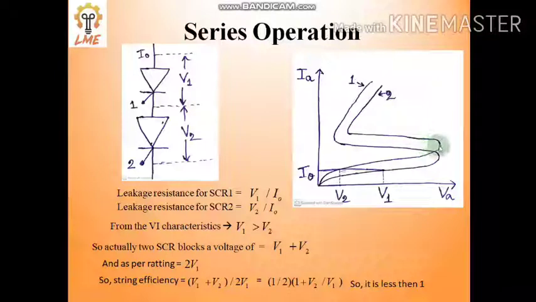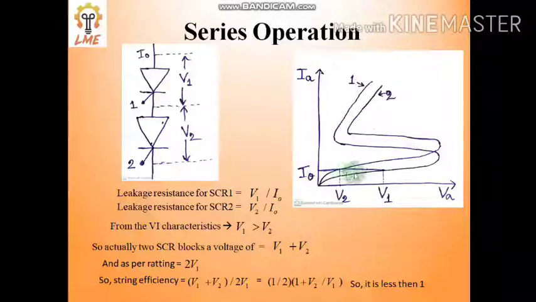Look at this particular case: the forward breakdown voltage for both ACRs is the same, but for different values of current. Their rating should be the same, but the VI characteristics are different. What does it mean? Suppose we take a particular current passing through here, that is IO. If this much current is passing through this string, then what will happen?